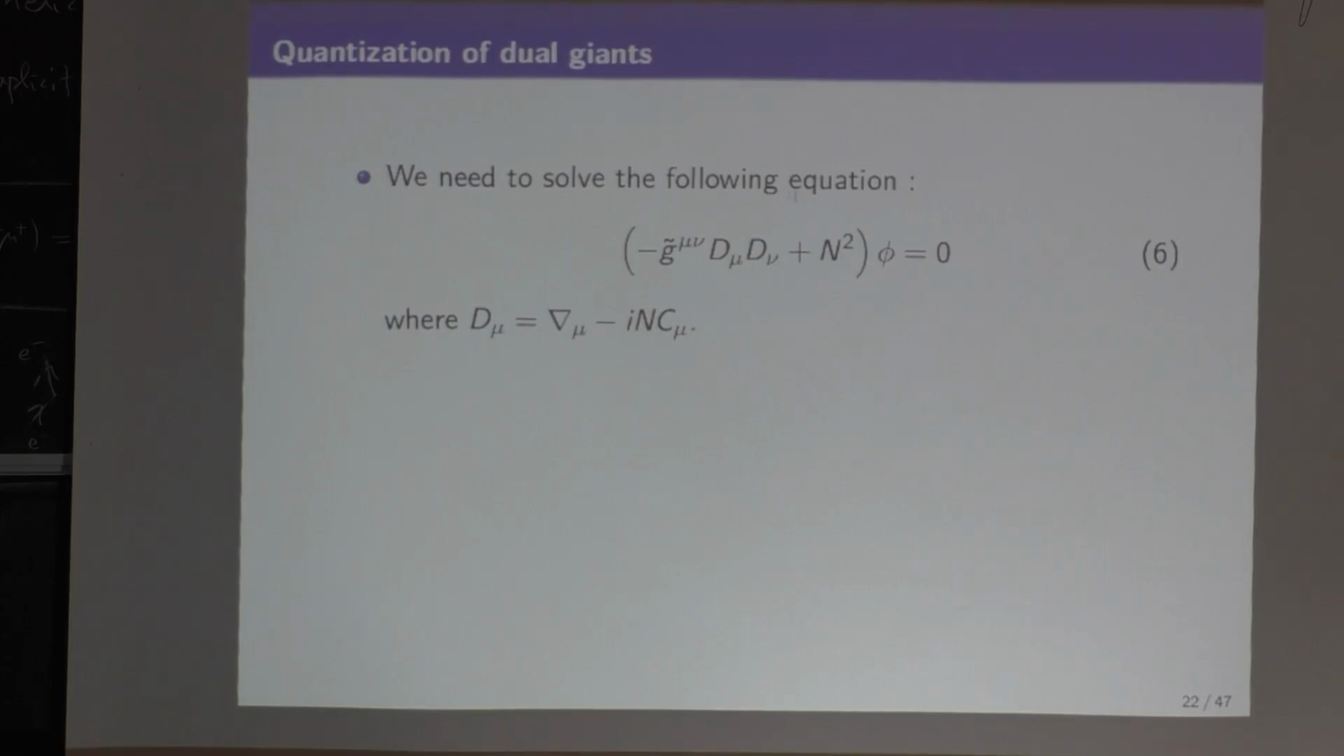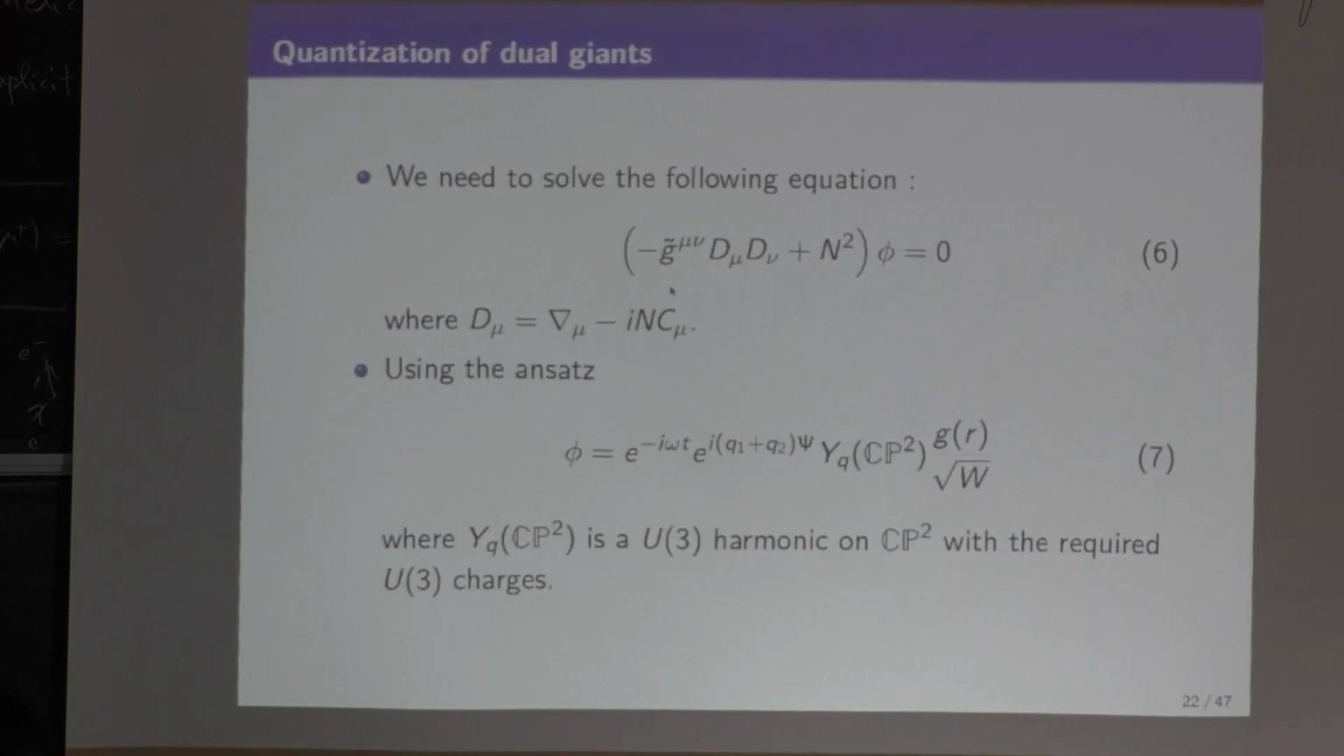So basically we want to solve this equation for the scalar field where G tilde is the 7-dimensional metric, and the covariant derivative has a coupling to the 4-form potential. Here it just becomes a gauge field because I am just considering a point-like particle. I integrated out the S^3 directions.